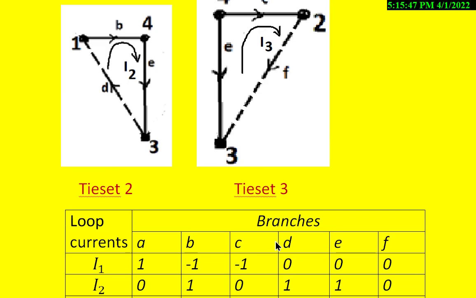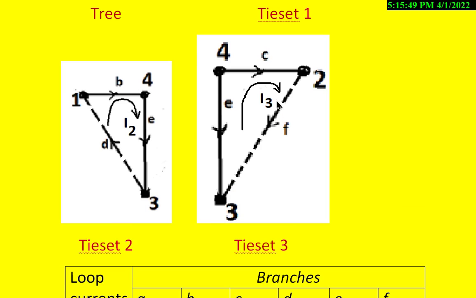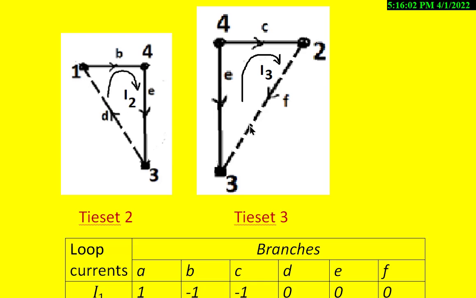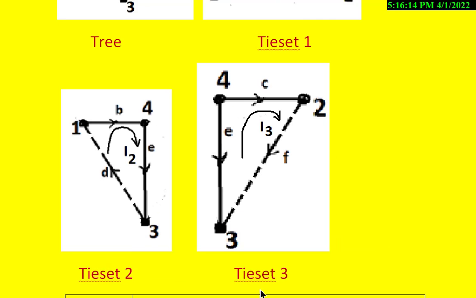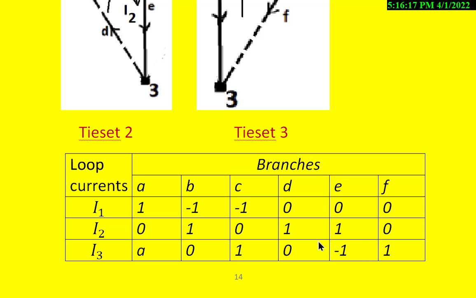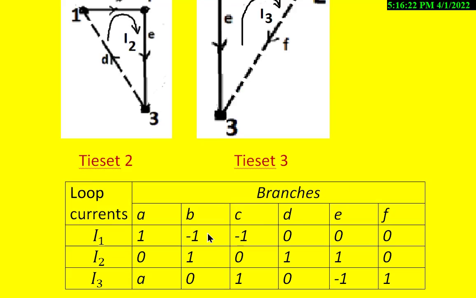Similarly, Tieset 3, here also the direction of I3 and the direction of branch C and branch F are one and the same, whereas the direction of E is opposite to I3. So the E element will get the -1 sign here, whereas C and F will get the positive sign, and the rest of the elements are not connected, so put them as 0 like this. This is the Tieset matrix for the given graph.